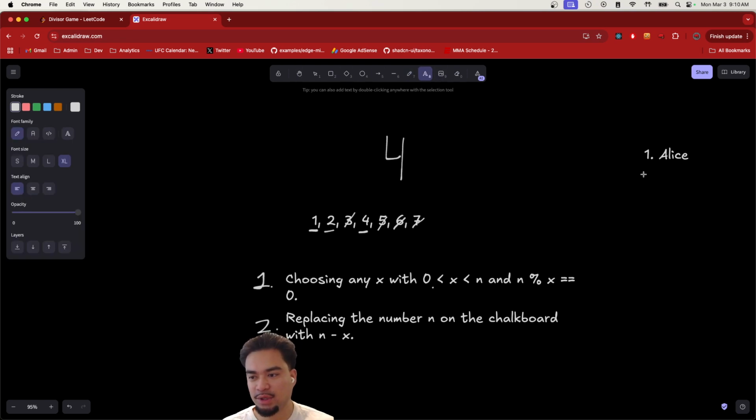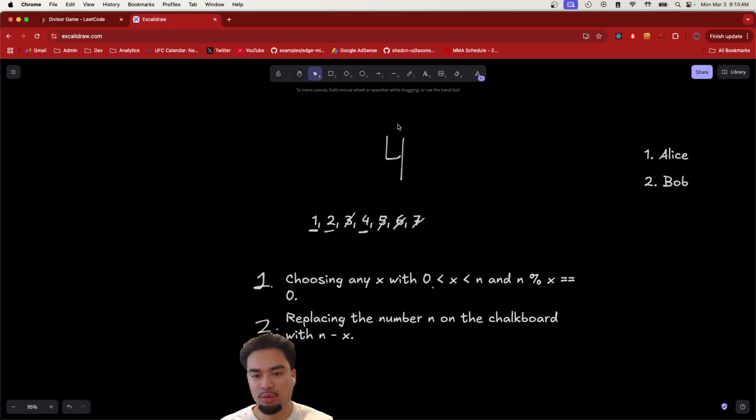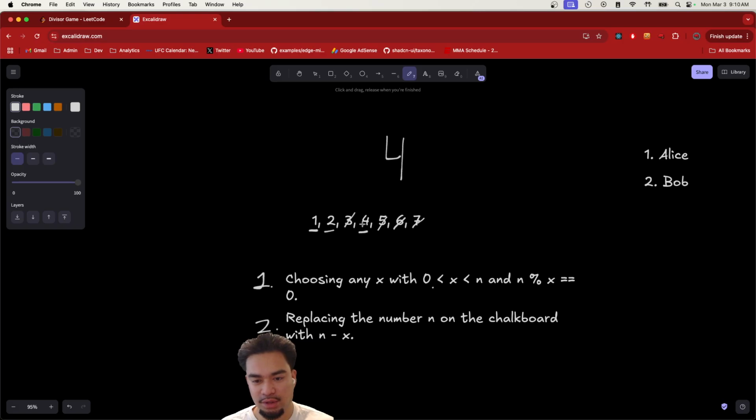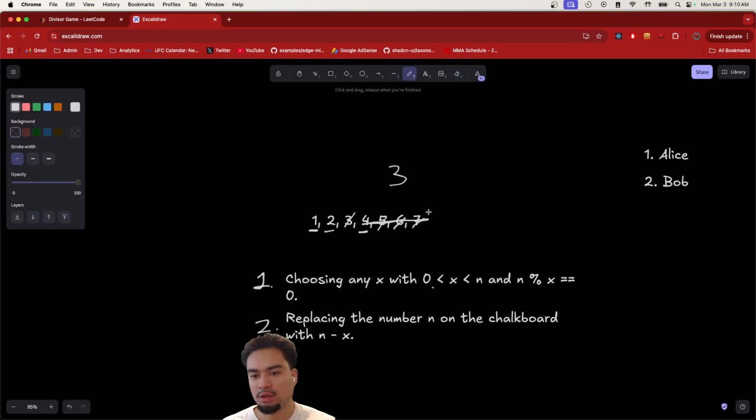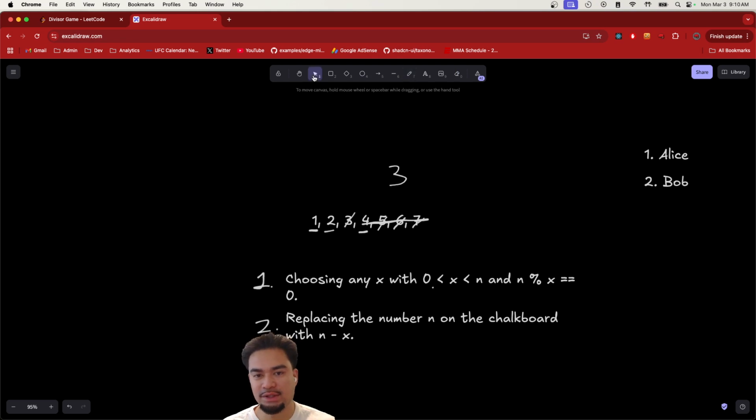And then the next person to go is Bob. What are Bob's options? Bob doesn't have the same options. Bob's options are 1 and 2. Now let's say Bob chooses 1. Then we replace the number with 4 minus 1, we get 3, and now it's Alice's turn.